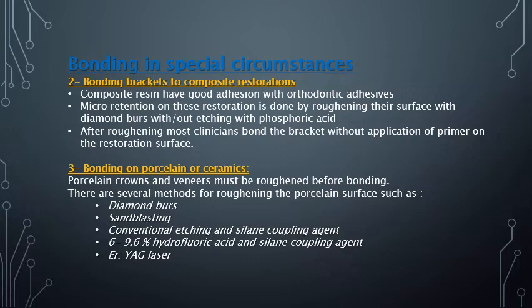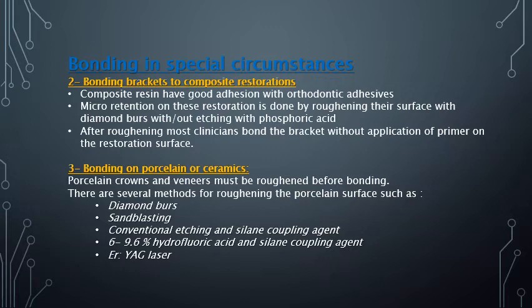Bonding brackets to composite restorations. Composite resin has good adhesion with orthodontic adhesives. Micro-retention on these restorations is achieved by roughening their surface with a diamond bur, with or without etching with phosphoric acid. After roughening, most clinicians bond the brackets without application of a primer on the restoration surface.